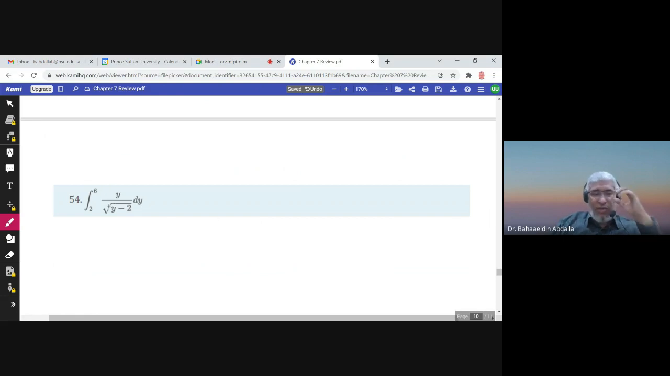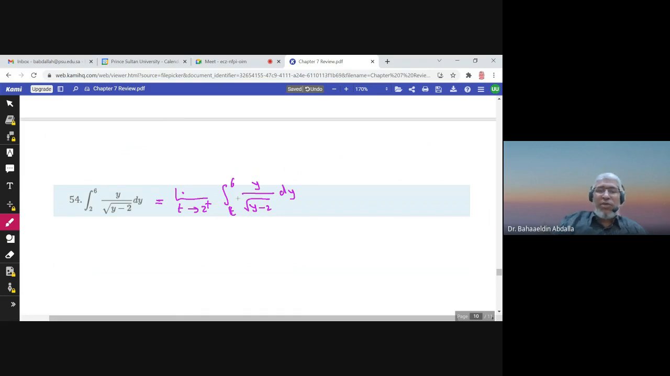Now here there is no infinity. I notice that the denominator would be 0 if y is 2, so this function is not continuous at 2. So I write it, and please review section 7.8 here, I think. Yeah, improper integral. So I write t instead of 2, and I approach 2 from the right. So this would be the integral. I change it to limits, the improper integral.